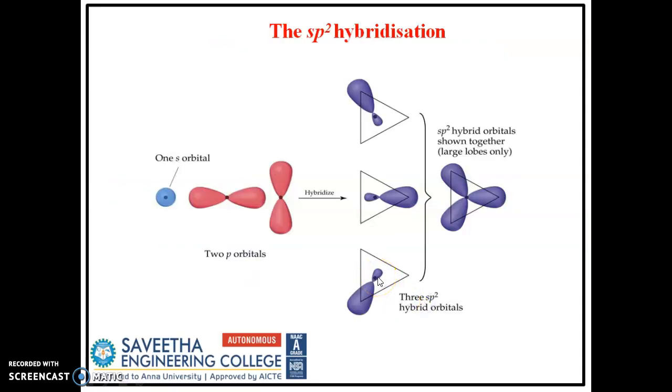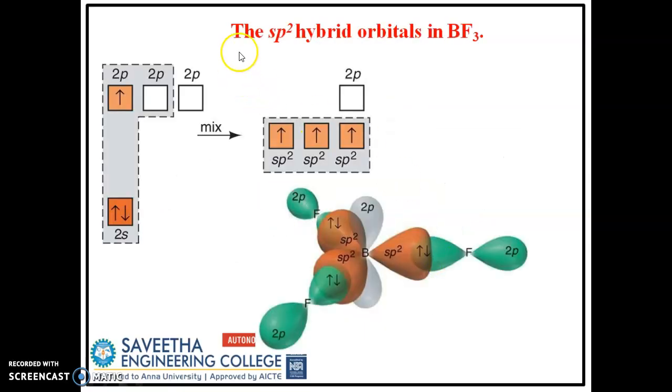The next type of hybridization is sp2 hybridization. Here one s orbital and two p orbitals mix to form three sp2 hybrid orbitals with a geometry of trigonal planar. The bond angle is 120 degrees. Here the s character is 33.3% and p character is 66.66%. Here they have taken an example of boron trifluoride.